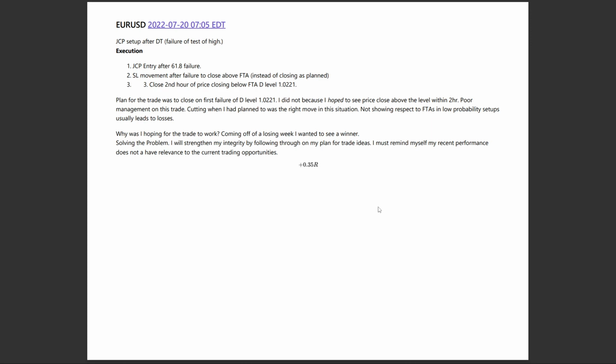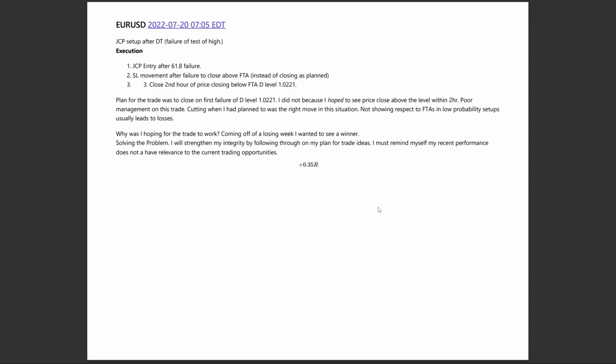The plan for the trade was to close on first failure of daily level 1.0221. I did not, because I hoped to see price close above the level within 2 hours. Poor management on this trade. Cutting when I had planned was the right move in this situation. Not showing respect to my first trouble areas on low probability setups usually leads to losses. So the first thing, I knew this was a low probability setup because of the structure of it.